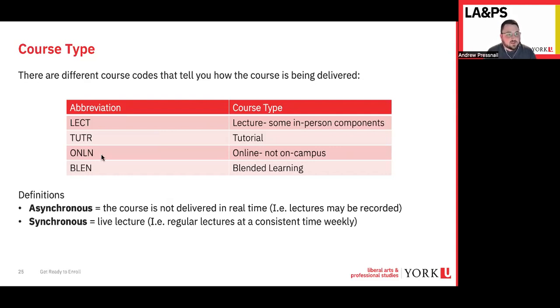When we're looking for courses that are online only and do not require us to come to the campus, we will look for courses with the abbreviation ONLN. And if we're looking for a course that has some online component and some in-person component, we'll be looking for courses with the abbreviation BLEN.